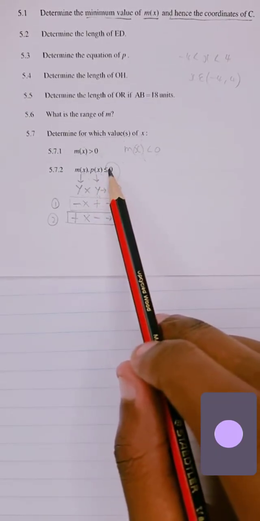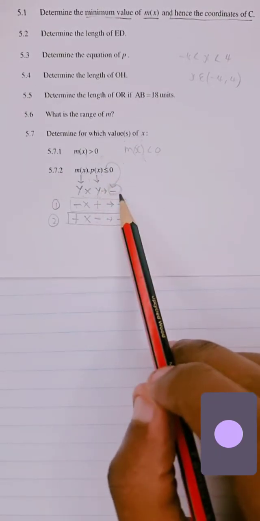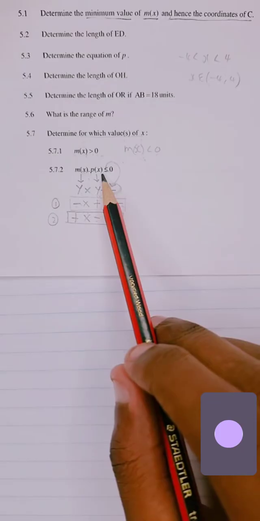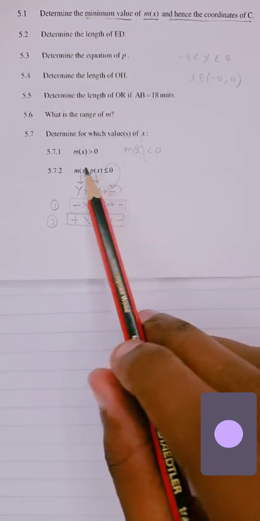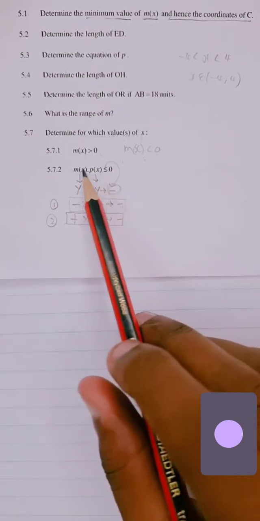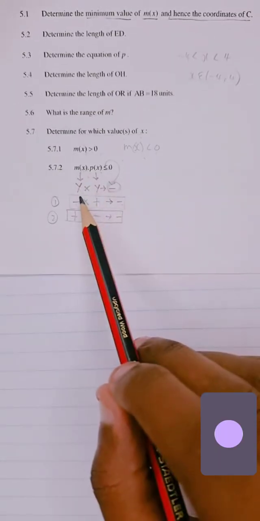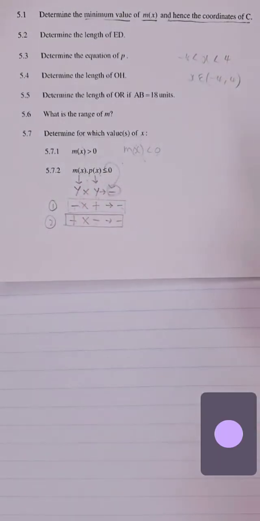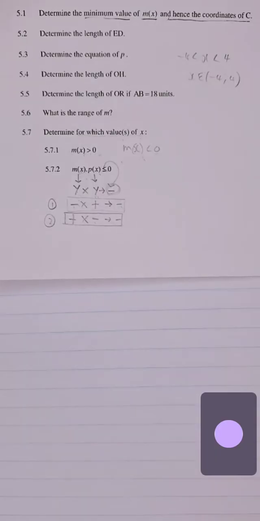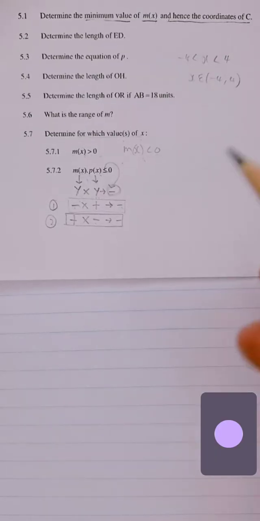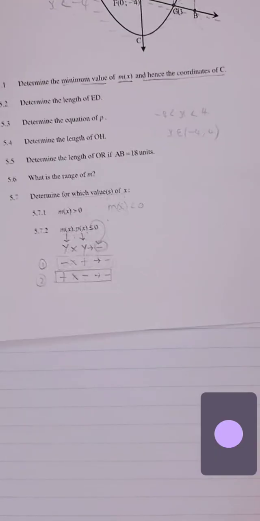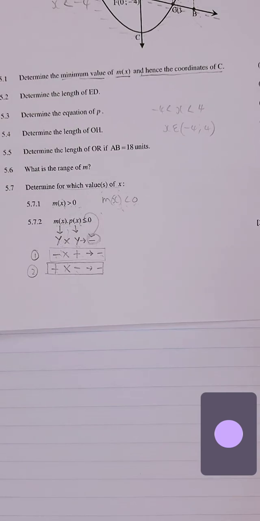Then this here dictates the outcome of the product. Okay, because it's multiplication. Sometimes they will have m of x divided by p of x. That's division. So what you do with the signs when you multiply and what you do with the signs when you divide gives you the same outcome. Are you with me?